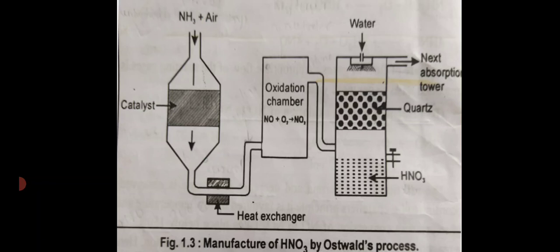Absorption tower. Okay, in the figure we can see the 3 units. First chamber, the catalyst chamber, then second, the oxidation chamber, and third one is the absorption tower. First, NH3 plus air is passed into the first chamber, the catalyst chamber. Reaction is carried out and forms NO. Then in the oxidation chamber, we get NO2, and the third chamber, the absorption tower, contains quartz, and on reaction with water it forms nitric acid. Okay.